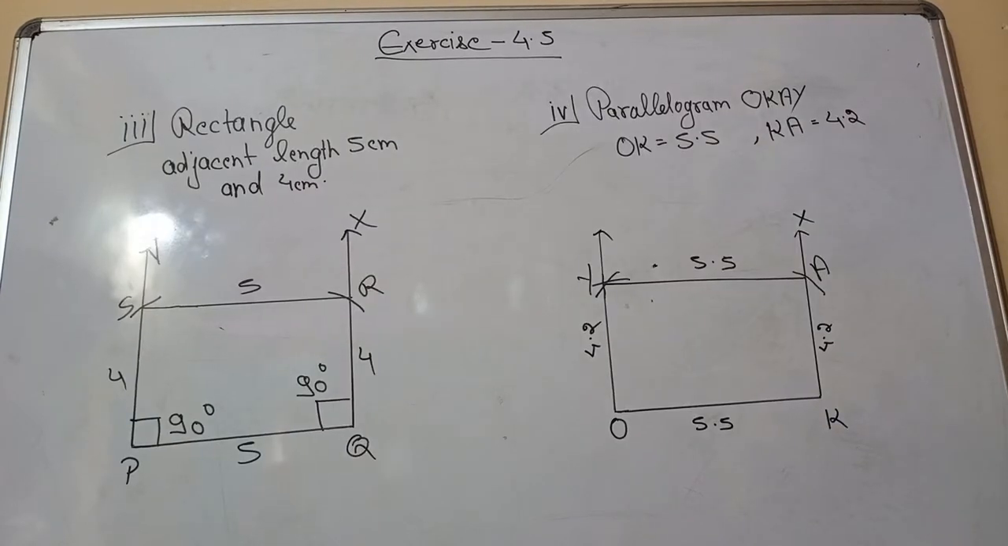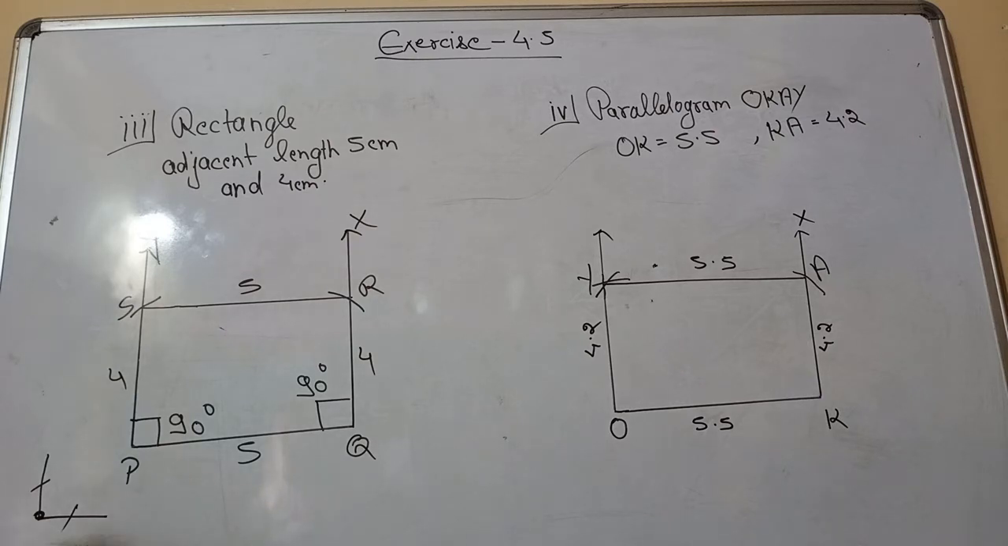Now in the third question, we have to construct one rectangle where adjacent sides are given. What do we understand by adjacent? The two lines which are joined together. Like see, these are the two sides of a rectangle, first side and second side. These two have one common point, or we can say one common origin. So that is called adjacent sides.